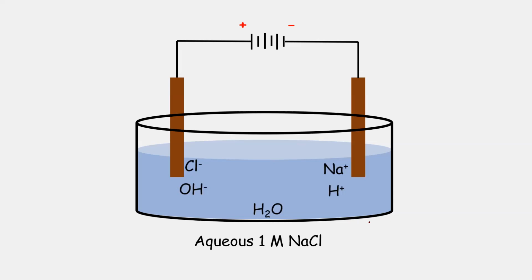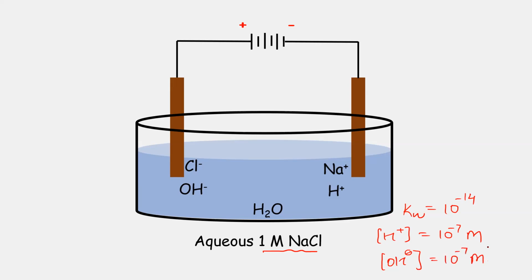But the thing is that, for example, if we have aqueous NaCl, this is neutral, right? It is neither acidic nor basic. So the Kw of pure water is equal to 10 to the power minus 14. That means the concentration of H plus is equal to 10 to the power minus 7 molar, and the concentration of OH negative is also how much? 10 to the power minus 7 molar. That is when the pH is equal to 7.